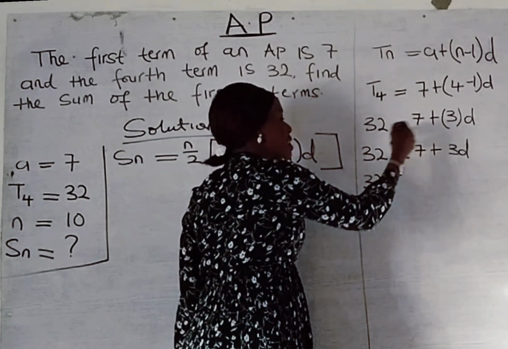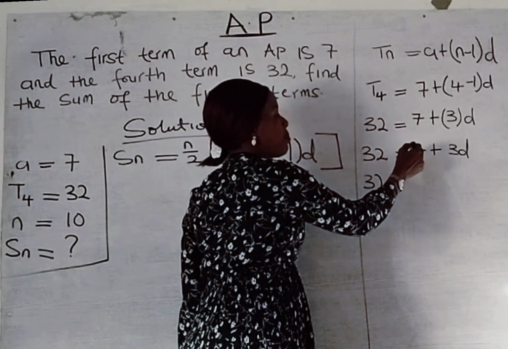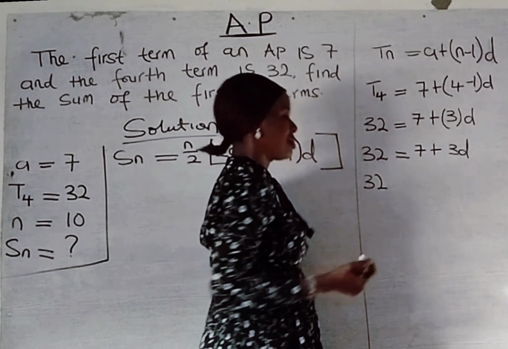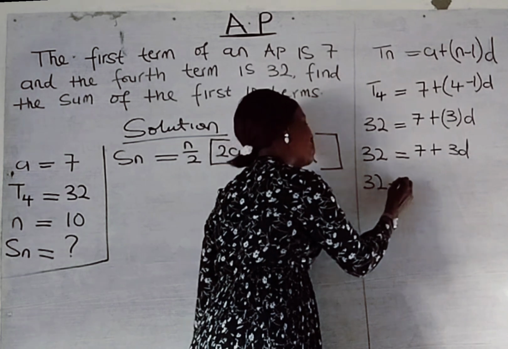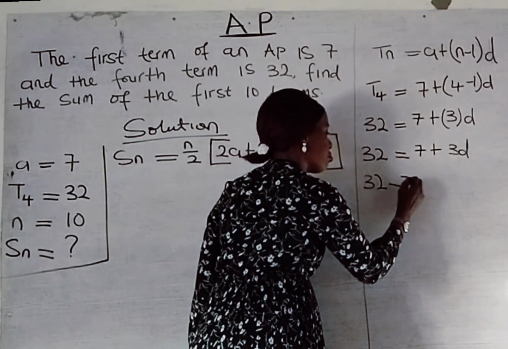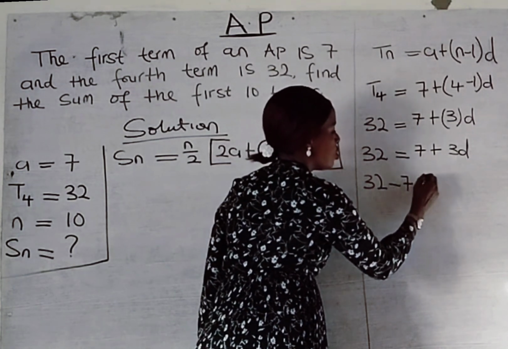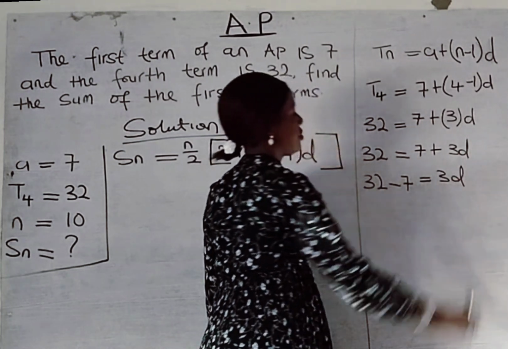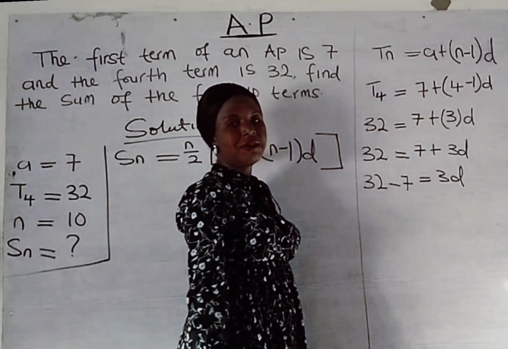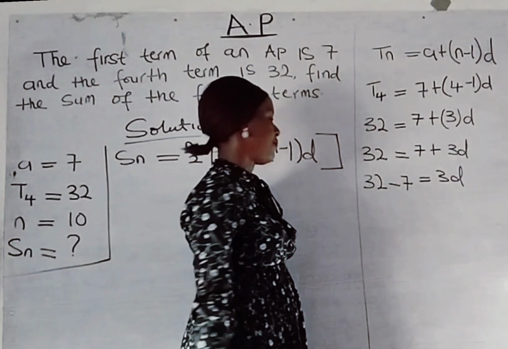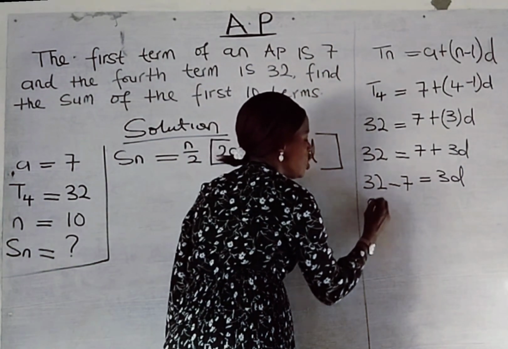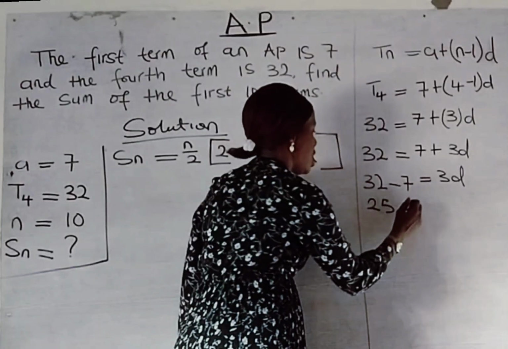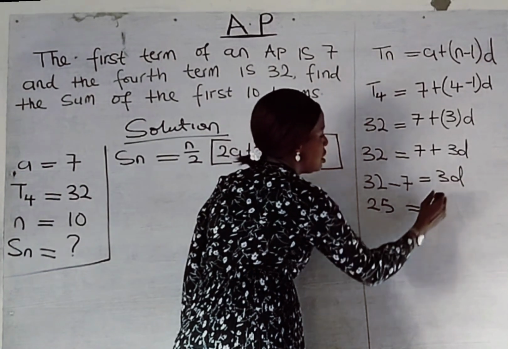Then I carry this 7 to come and join this 32. Here it is plus. If you cross it over to this side, it becomes minus. So I'll have 32 minus 7, still equals 30. 32 minus 7 gives us what? It gives us 25. So I write 25, still equals 30.